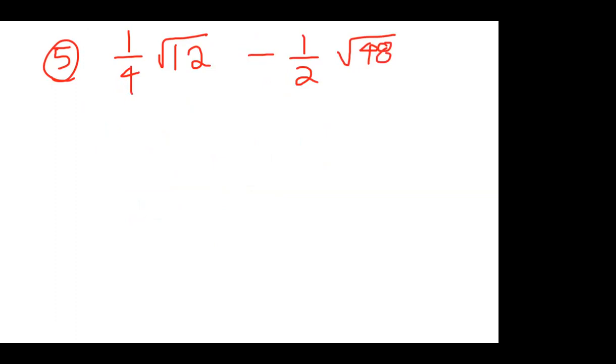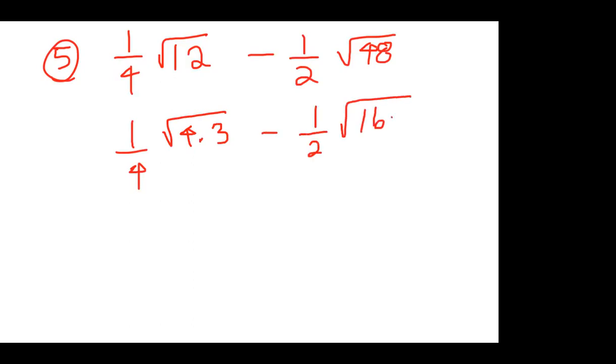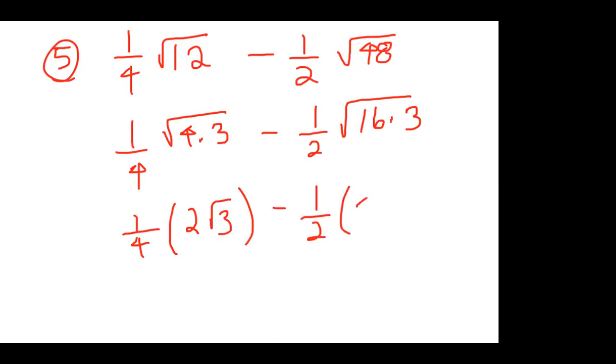Okay, so we've got some fractions in there, guys. So now we're going to simplify the radical 12. Now 12 is 4 times 3, as you saw earlier. 48, the largest perfect square that goes into 48 is 16 times 3. Now we take the square root of the 4, that's 2 radical 3. Then we take the square root of 16, that's 4 radical 3.